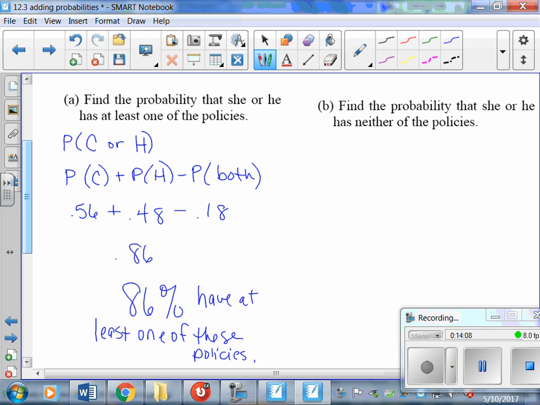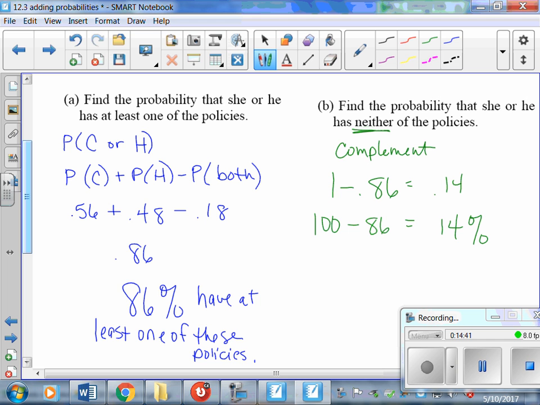Now, this one is great because this one says, which one has neither of these policies? So it's like the opposite of having one or the other. What they're asking for here is the complement. Without using the word, they're saying, what is the complement of having one or the other? And that's simply going to be 1 minus 0.86, or you can do 100% minus 86%. Either way gives you either 0.14 or 14% have neither of these policies.